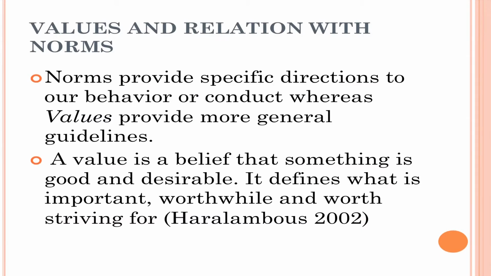We will take certain examples to understand this, but first one definition of value which I have taken from Haralambos, Themes and Perspectives. It says that values provide more general guidelines. A value is a belief that something is good and desirable. It defines what is important, worthwhile and worth striving for. That is what is called a value system. As I said, values are broader in nature, and one value will give birth to so many norms. Norms are very specific in nature.